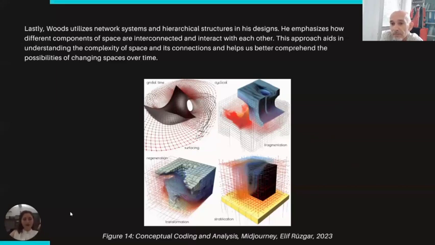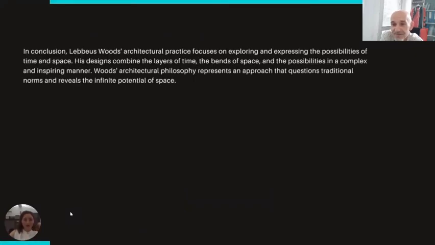utilizes network systems and hierarchical structures in his design. He emphasizes how different components of space are interconnected and interact with each other. This approach aids in understanding the complexity of space and its connections, and helps us better comprehend the possibilities of changing spaces over time. In conclusion, Lebbeus' architectural practice focuses on exploring and expressing the possibilities of time and space.